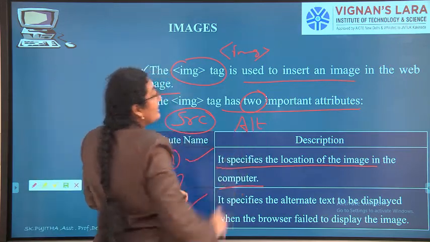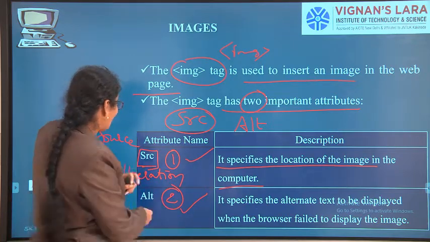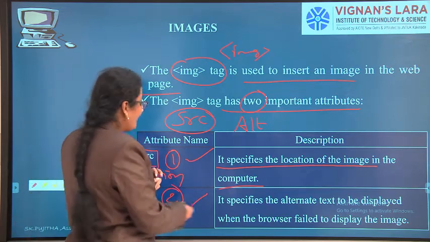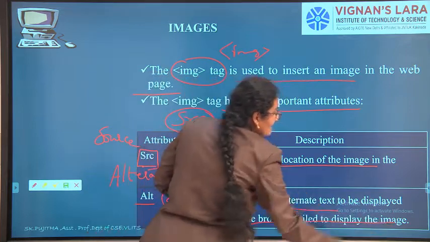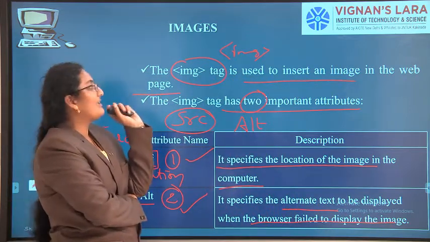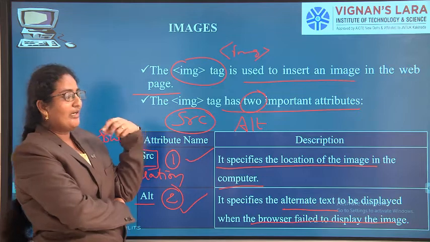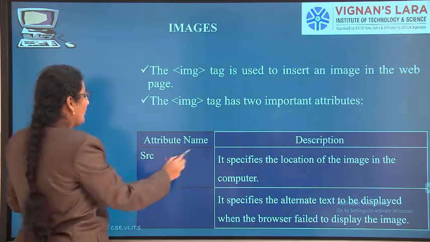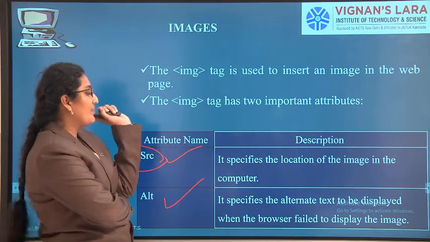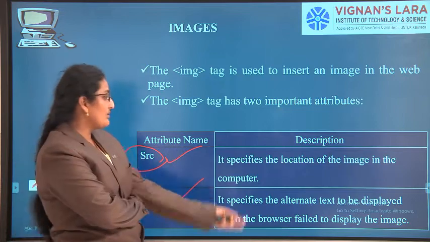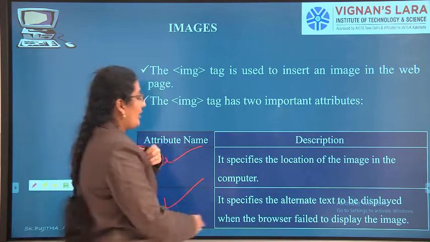Then why is alt used? If we can't display the image on Mozilla Firefox, alt will give the alternative description. Alt gives the alternative text when the browser fails to display the image. So, img is the tag used to insert images in web pages. This tag has two important attributes. First is source, second is alt. Source is used to specify the location of the image. Alt is used for alteration: if the browser cannot display that image, it will give the alternative text.